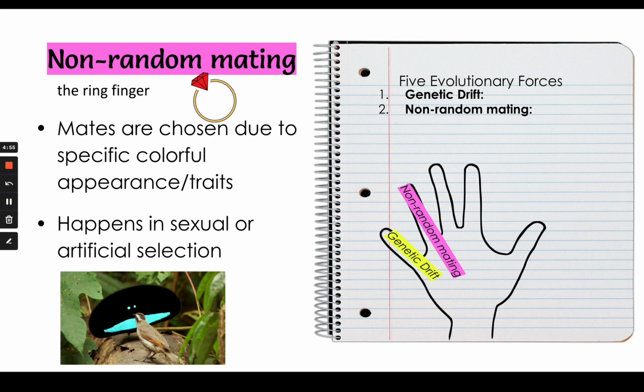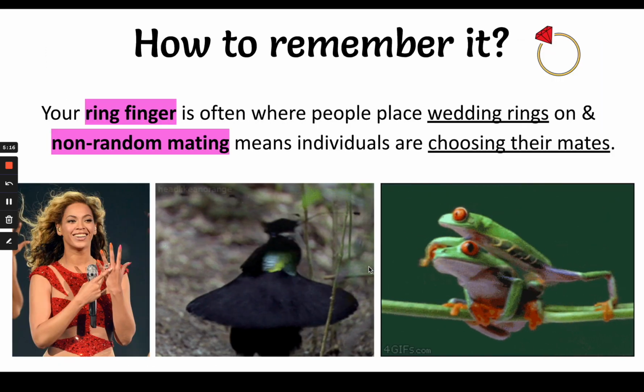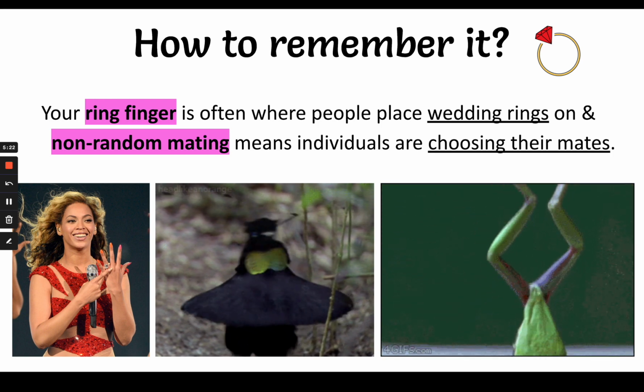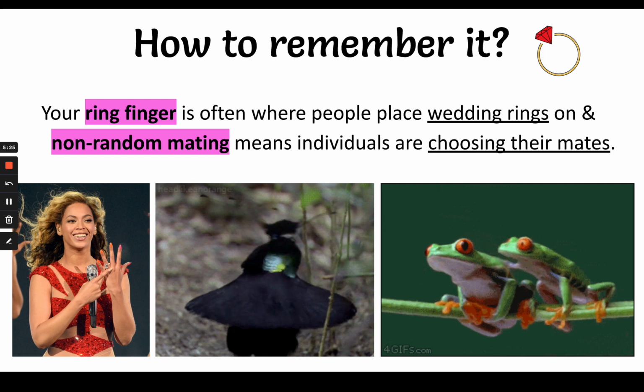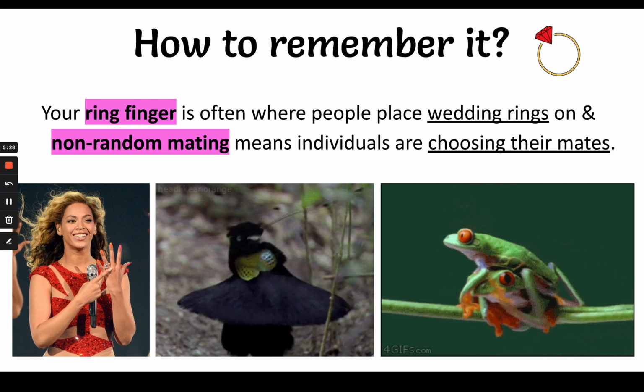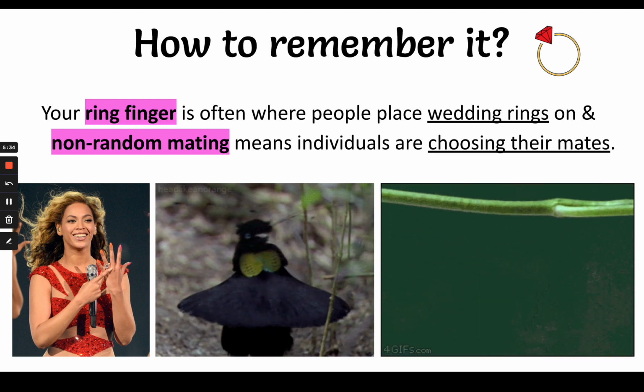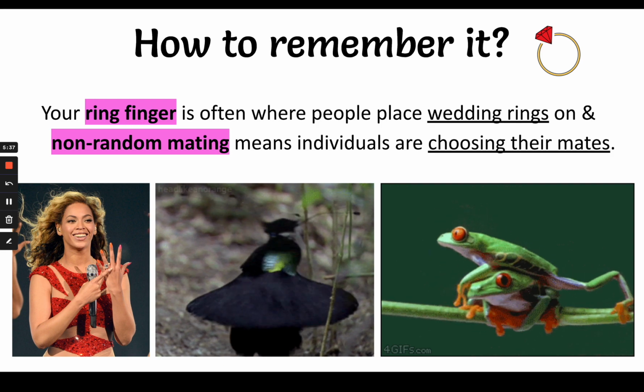So that is what non-random mating means: you're specifically choosing your mate, and therefore their DNA, to pass on your genetic DNA onto your offspring. So it's not random, it's actually non-random mating because you're specifically choosing that partner. So how do we remember it? Think of your ring finger, where people often place wedding rings. Non-random mating means individuals are actually choosing their mates. A lot of species do this where they're looking for specific traits to mate with so that they can ensure that those advantageous traits are passed on to their future offspring.